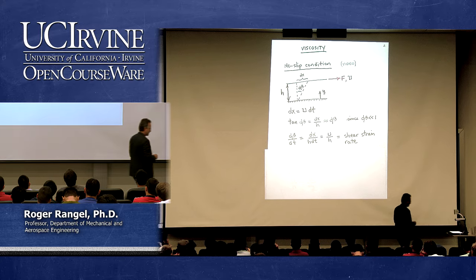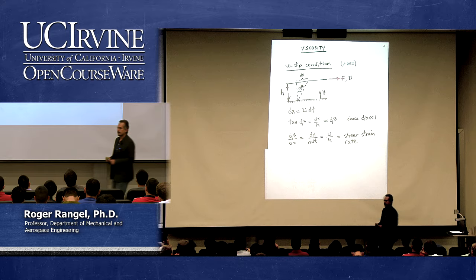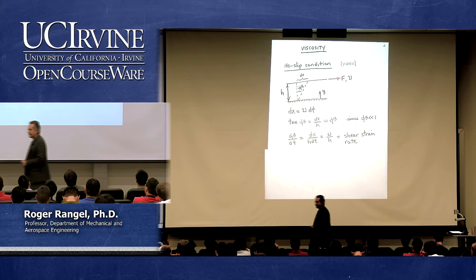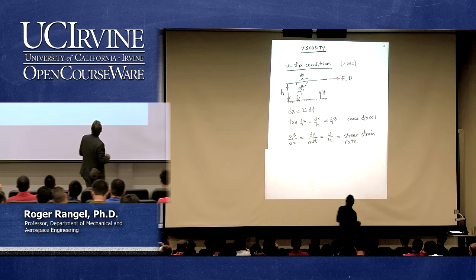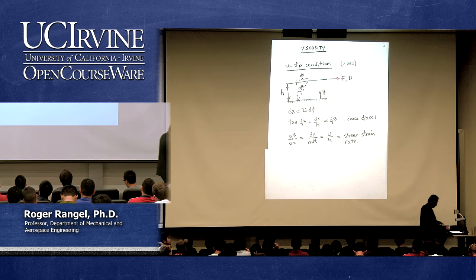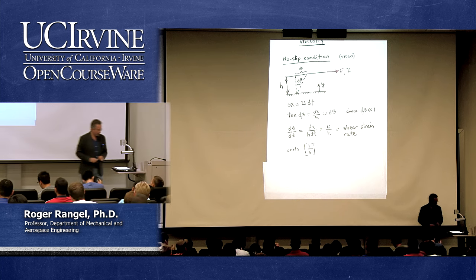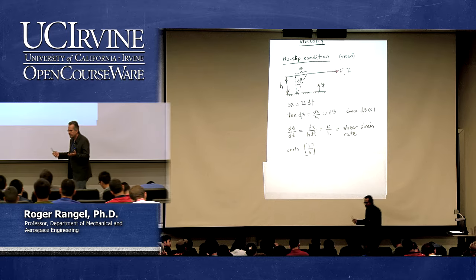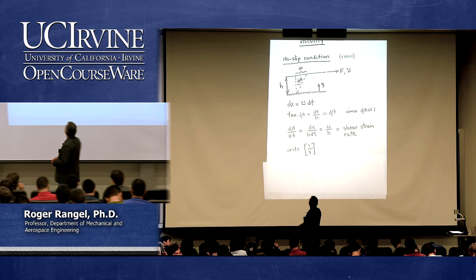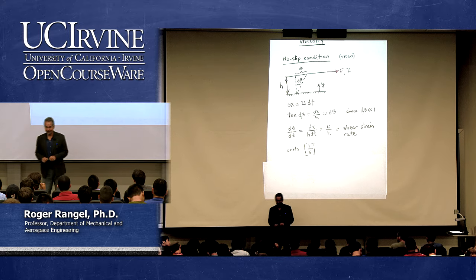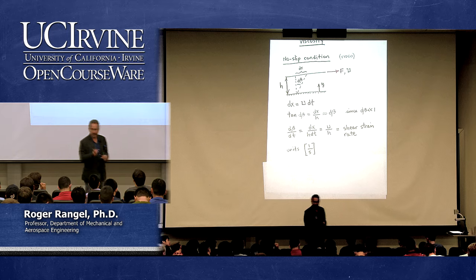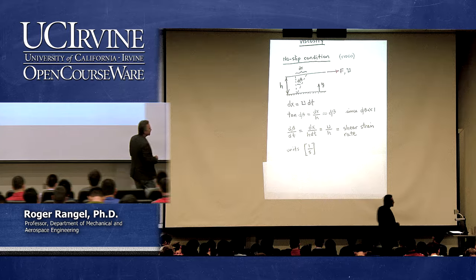Where did the Pascal come from? What are the units? 1 over second, right? 1 over second. Why 1 over second and not Pascal? Where did Pascal come from? Because it's shear strain, right? U over h, oh yeah, meters per second divided by meters.